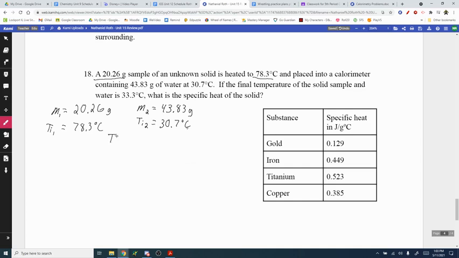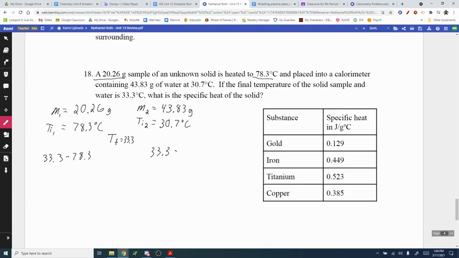So Tf equals 33.3. I put that in the middle because that is the final temperature of both substances because you're mixing them together. So that means whatever the final temperature of one of them is, it's going to be the same as the other one. So to get the change in temperature, we just subtract those two. So it's always going to be final minus initial. So 33.3 minus 78.3 for that one.